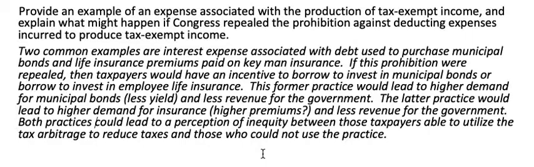Two common examples are interest expense associated with debt used to purchase municipal bonds and life insurance premiums paid on key man insurance. If this prohibition were repealed, then taxpayers would have an incentive to borrow to invest in municipal bonds or borrow to invest in employee life insurance. The former practice would lead to higher demand for municipal bonds, less yield, and less revenue for the government. The latter practice would lead to higher demand for insurance and less revenue for the government.